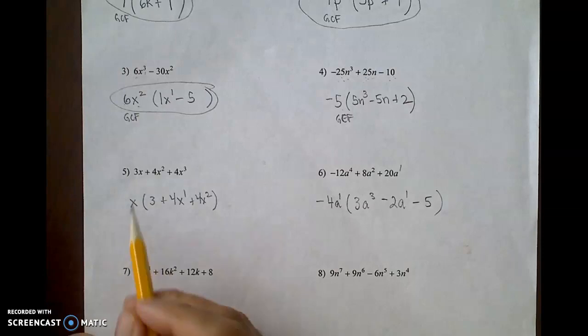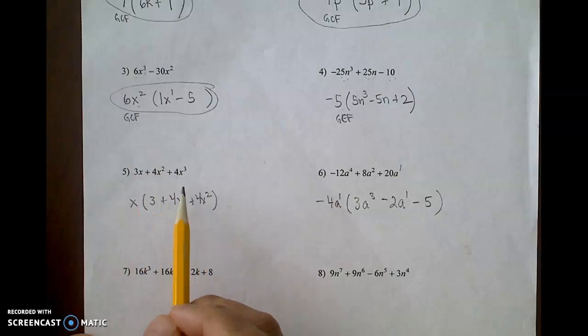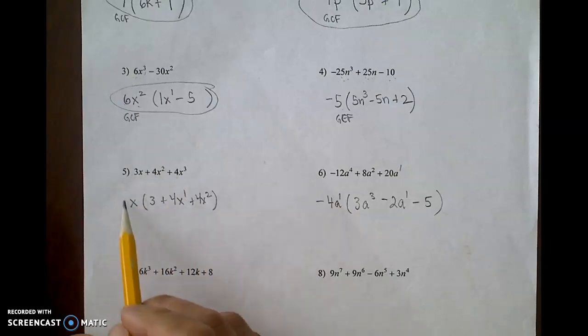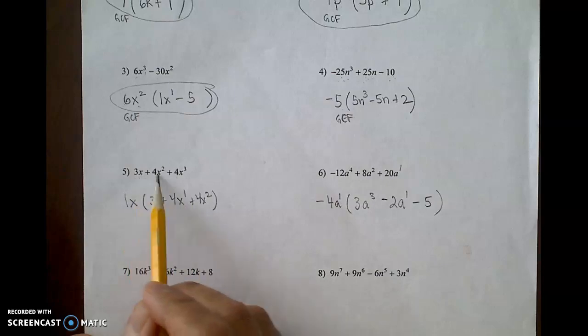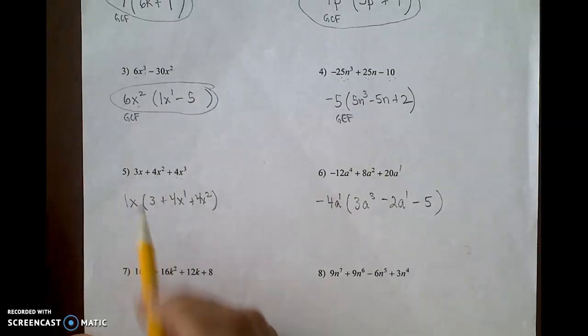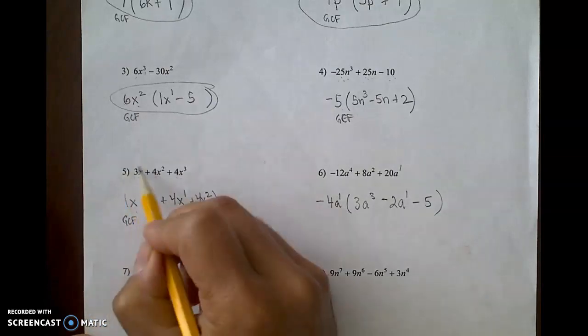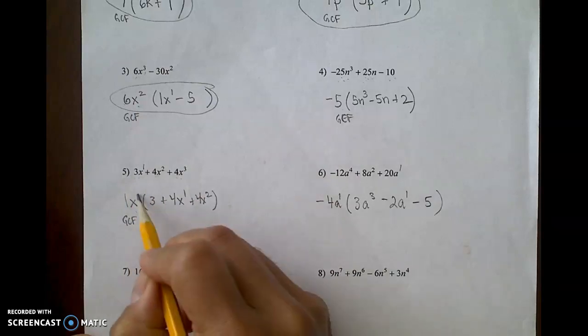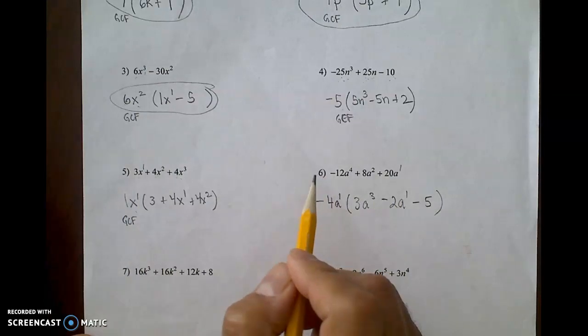Okay, so for number 5, looking at all 3, the numbers are 3, 4, and 4. Right, there is not a number that you can divide into all 3 of those numbers evenly. Okay, you could put a 1 there if you want, but that's the GCF. Variable-wise, they all have an x in it, so we're going to have an x as part of our GCF. Right? But then the exponent attached to it, or if you don't see an exponent, there's a 1, is going to be a 1. We're always taking the smallest exponent as part of our GCF.